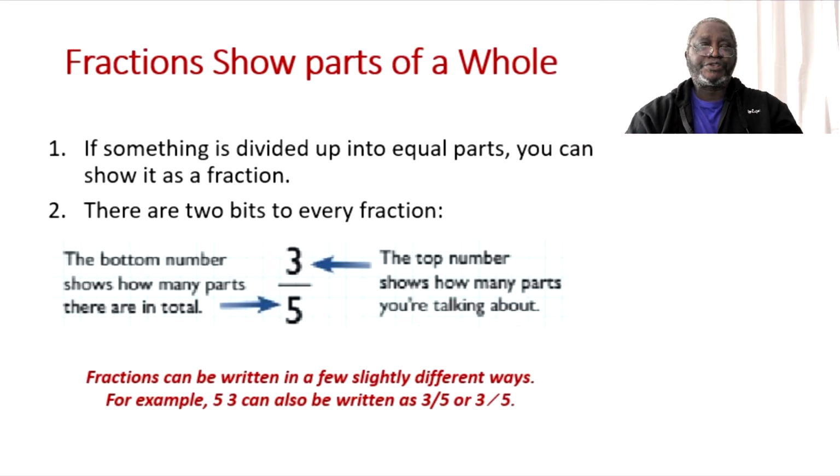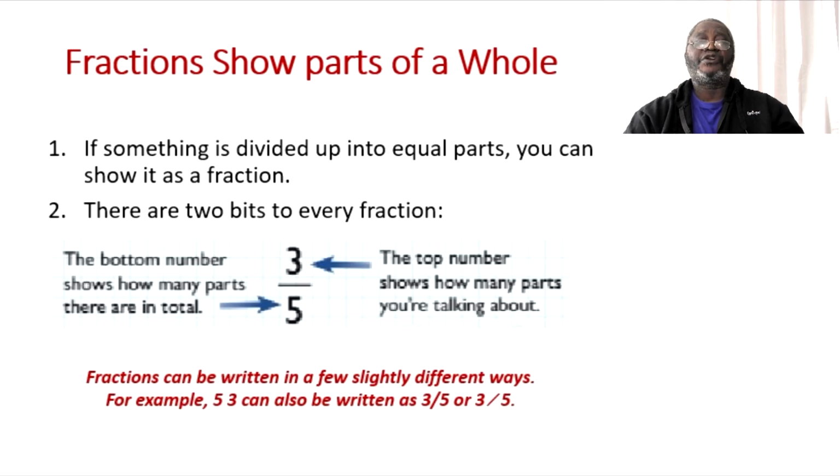So fractions show parts of a whole. If something is divided up into equal parts, you can show it as a fraction. There are two bits of a fraction. See, 3/5. The bottom number shows how many parts there are in total. The top number shows how many parts you're talking about.